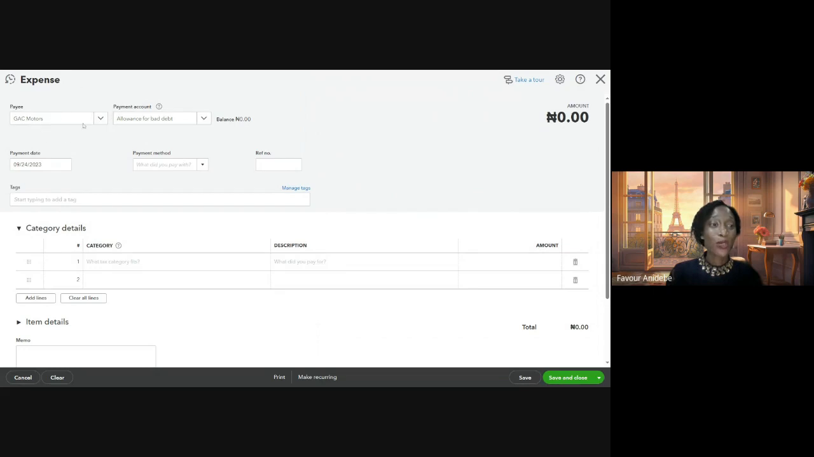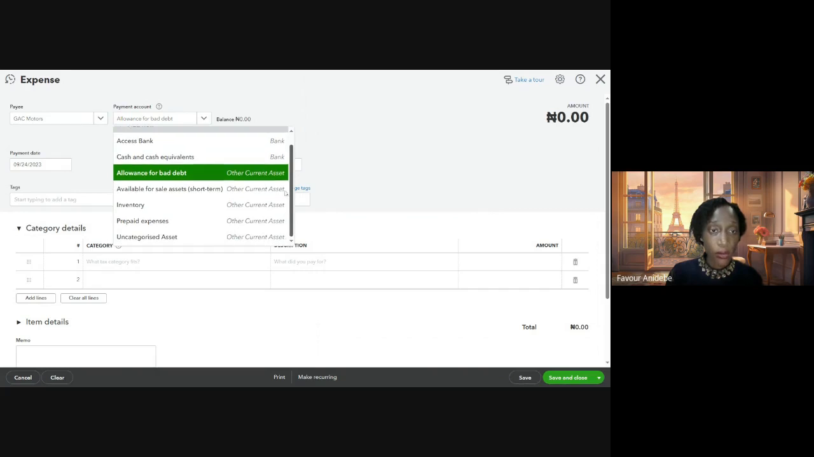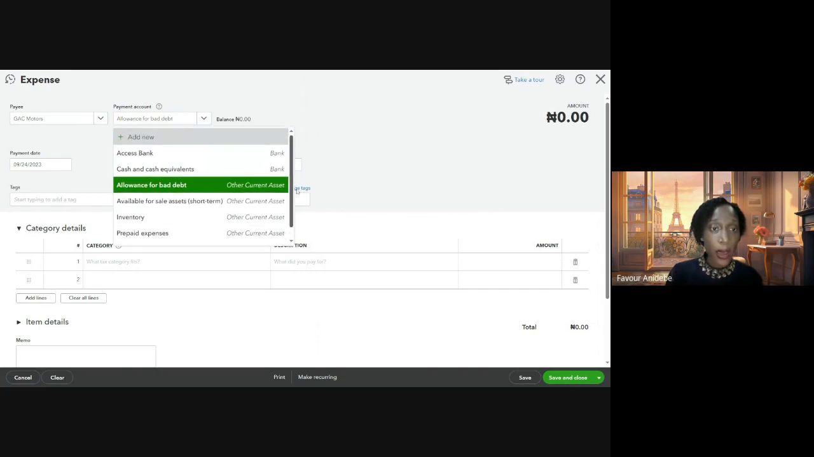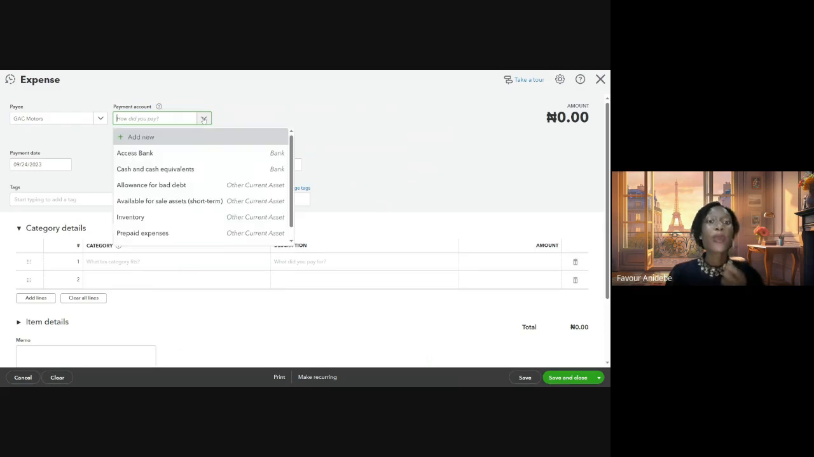So you select that GAC Motors is the account receiving it, where you bought the motor vehicle from. You now select, do we even have motor vehicle? If you notice, our chart of accounts doesn't even have motor vehicle. So we'll select and create a new account and name it motor vehicle. This payment account is actually where you paid the money from. If you're making an expense, it means that money is leaving somewhere.